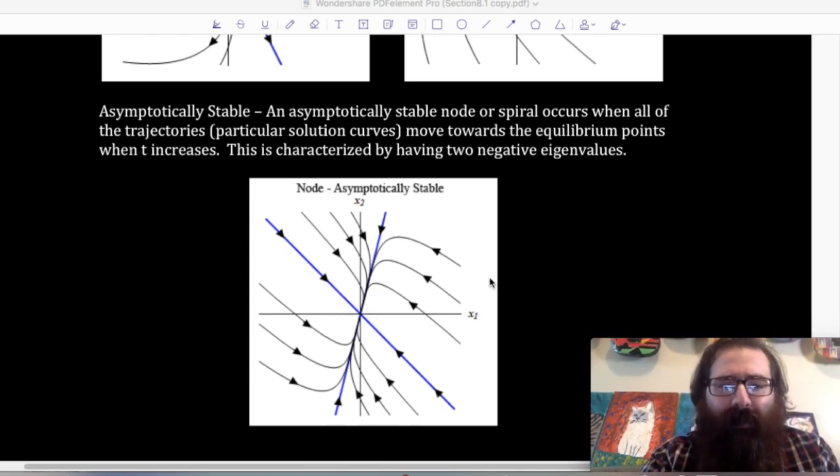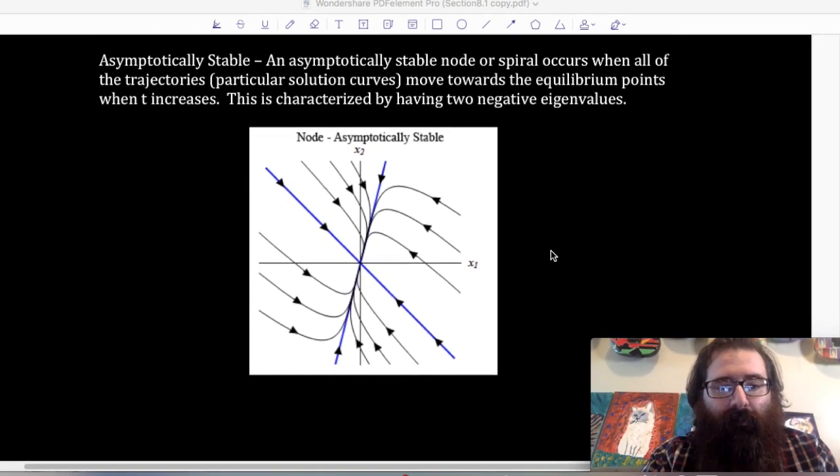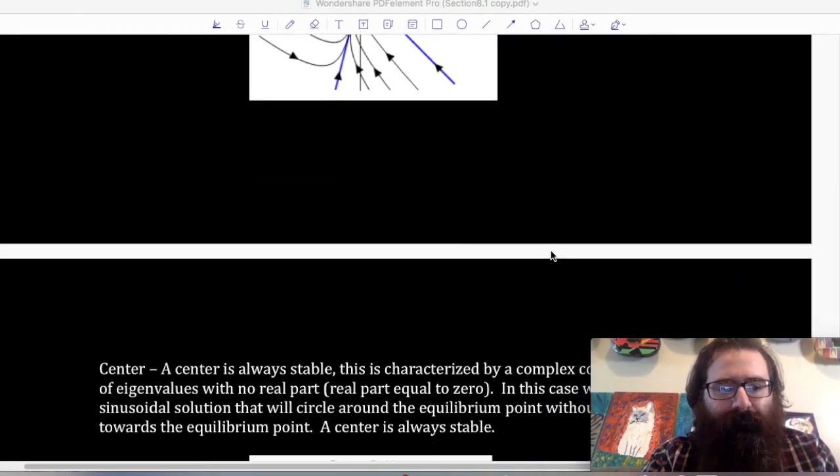But here we have asymptotically stable. We see our trajectories are moving towards the critical point there in the center. So the arrow is pointing inward then.